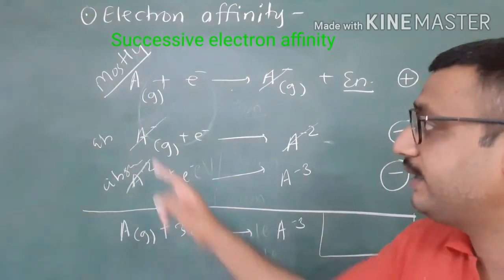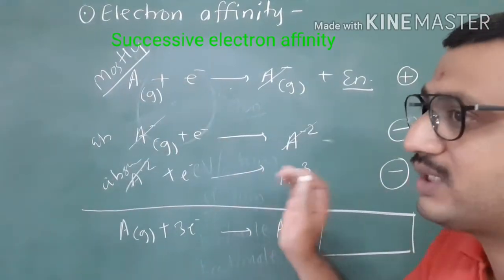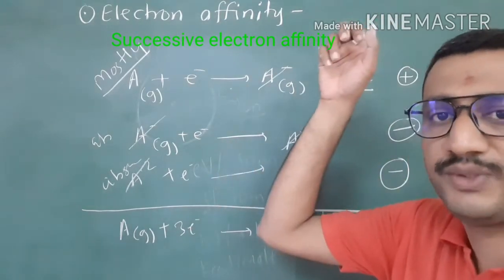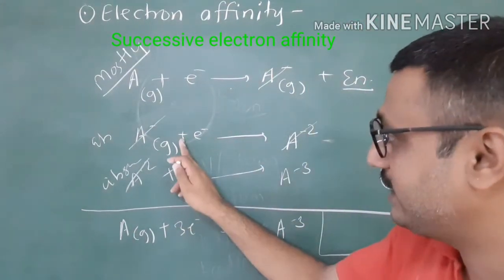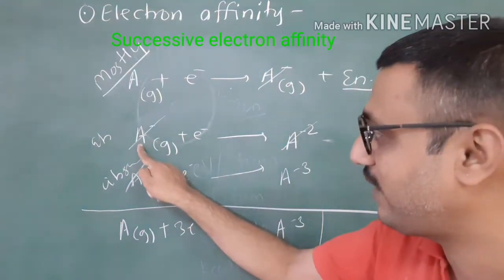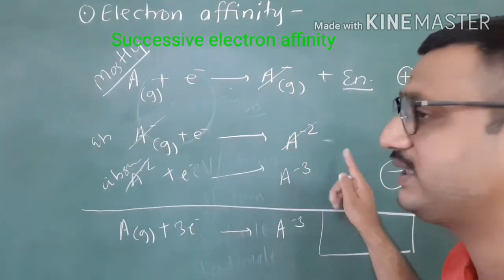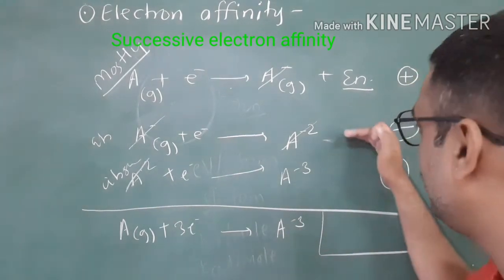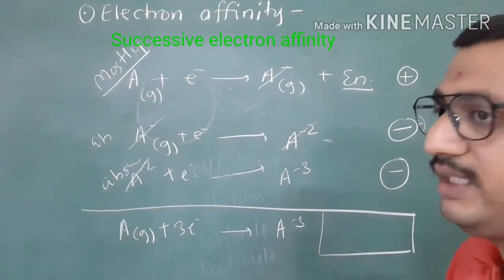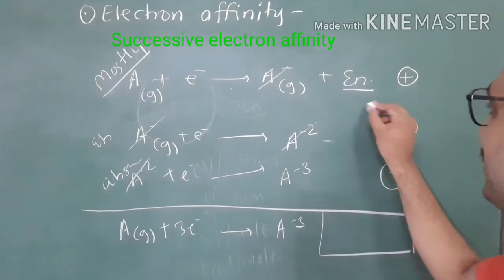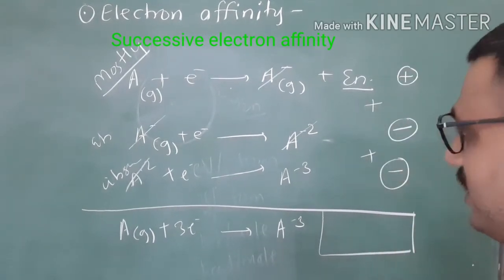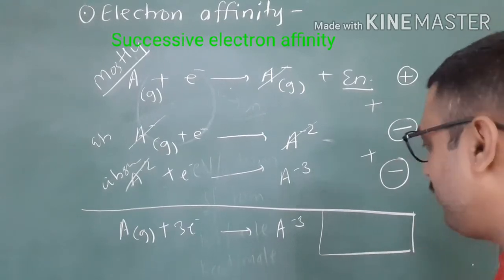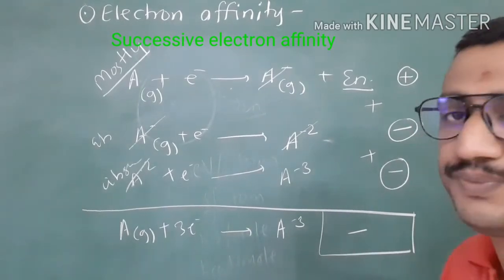The first step is generally positive. When we put an electron, energy will be released. But when we put an electron in a negative ion, always energy is absorbed, not released. So these values of electron affinity are negative. Now the question is, what is the sum of all the three successive steps? The sum of all the steps is always negative.